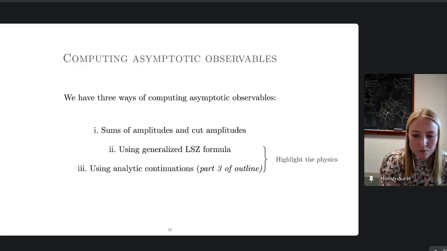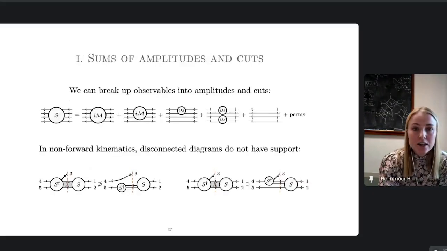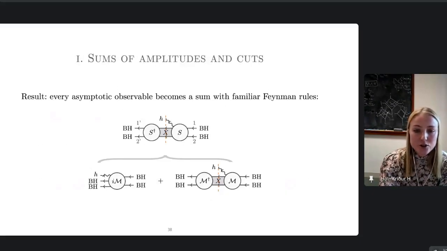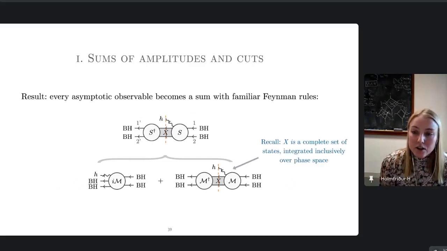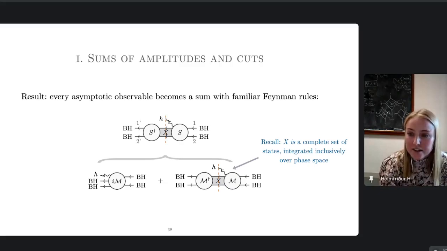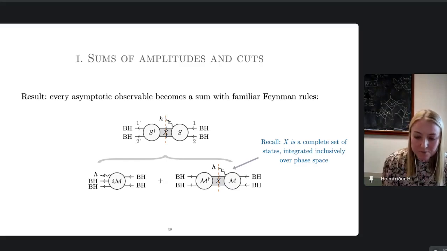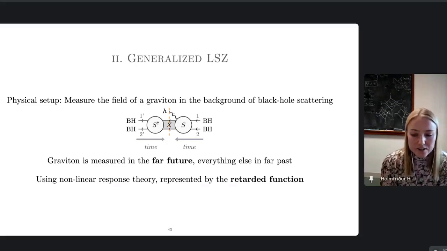Because I want to rather spend more time on crossing, let me go very quickly through this part. I've already shown you that we can break things up into amplitudes and cuts. And recall that as we do so, X is the complete set of states that we integrate inclusively over phase space. What we also have in our paper, and I'm not going to go through in detail here, is method 2, which is to use generalized LSZ.